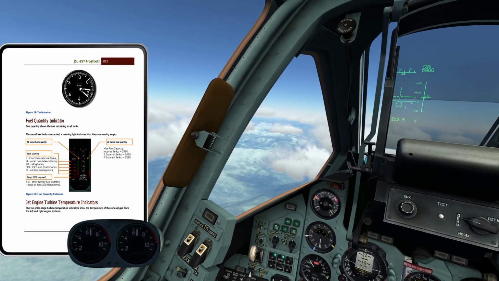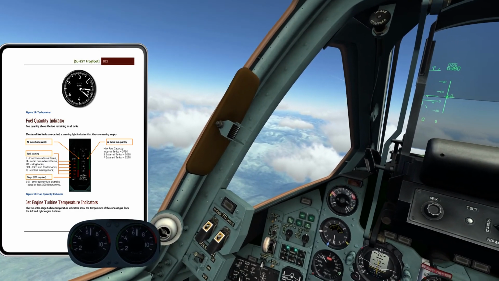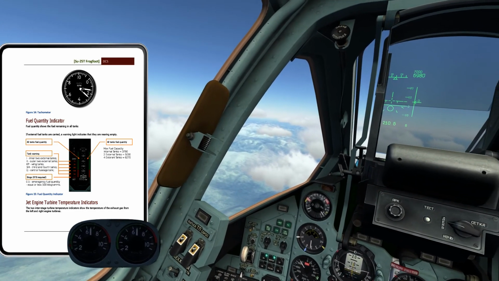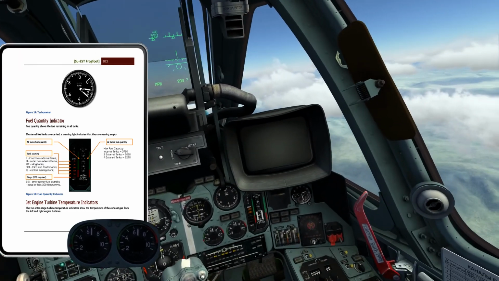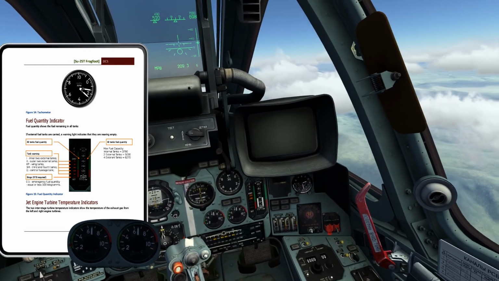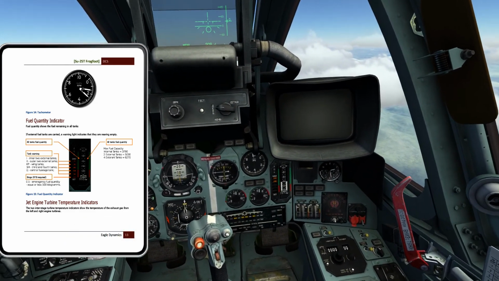Jet engine temperature, turbine temperature indicators. The two interstage turbine temperature indicators show the temperature of the exhaust gas from left and right engine turbines. So TIT, or sometimes called EGT.